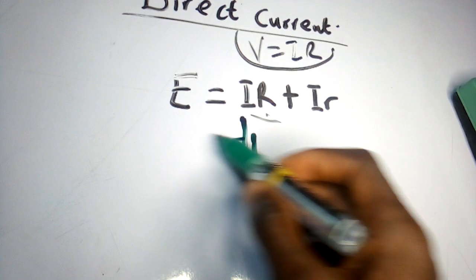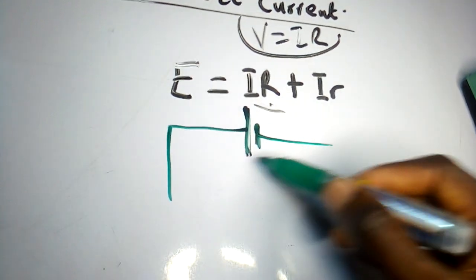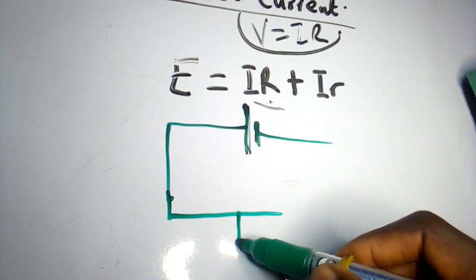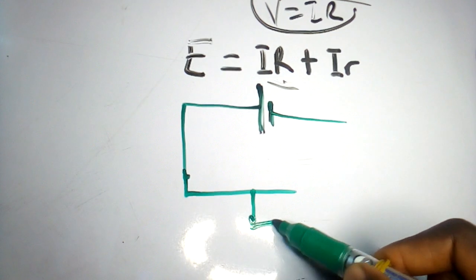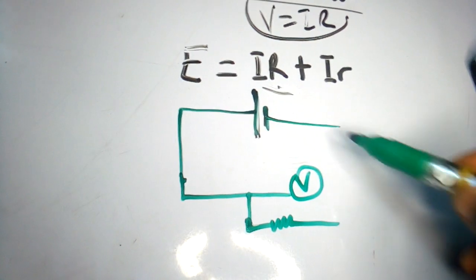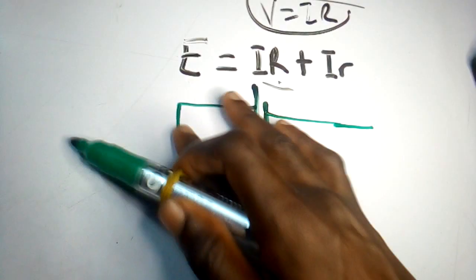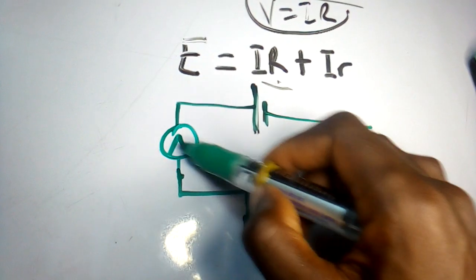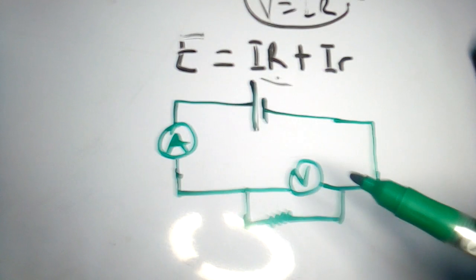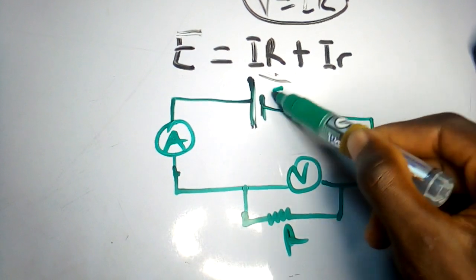So if we connect these two, the resistor, this is the resistor, and then the voltmeter will be here to measure potential difference. Then you have the ammeter here to measure current, and they are connected in this manner. The voltmeter has to be parallel with the resistor. And this is the cell with EMF E.